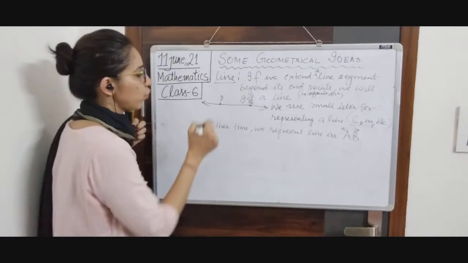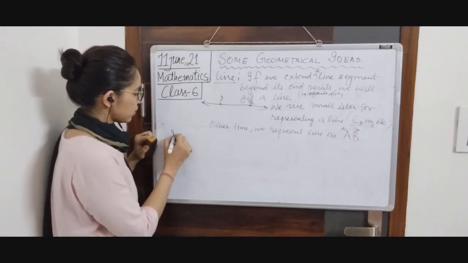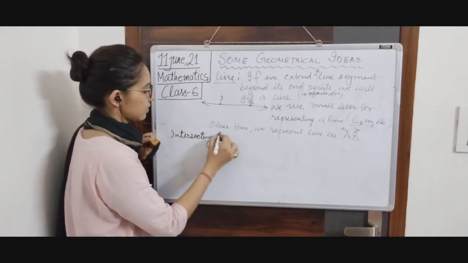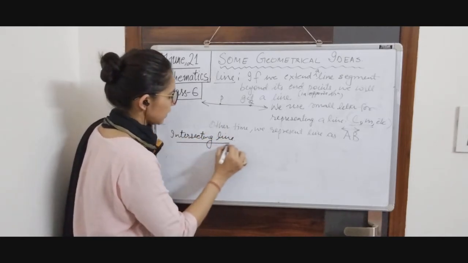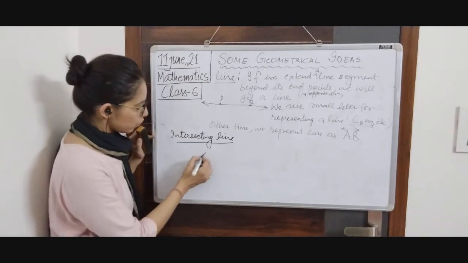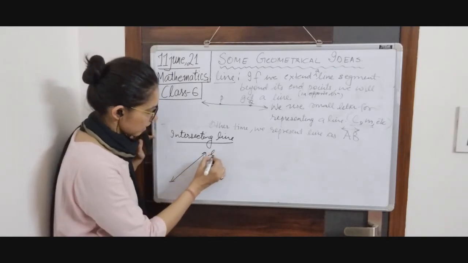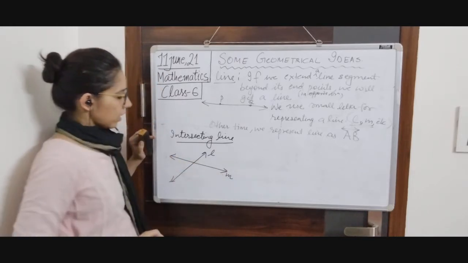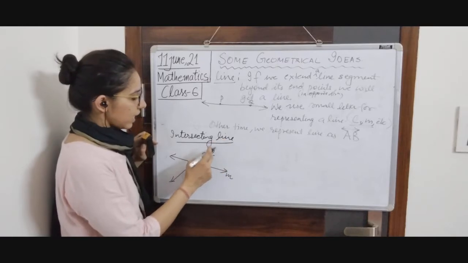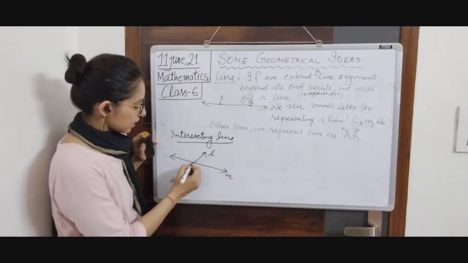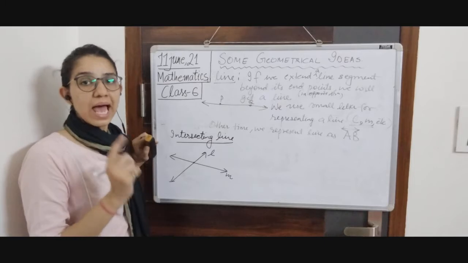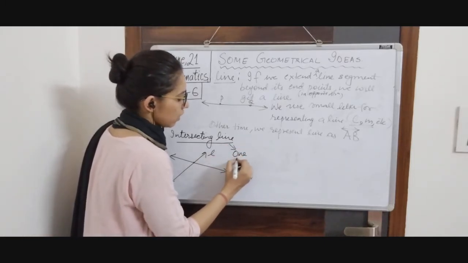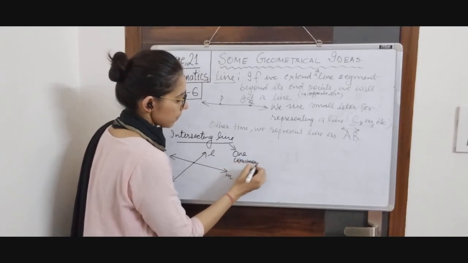Now we have two types of lines. First one is intersecting lines. Intersecting lines means two lines. Suppose this is line L and this is line M. The intersecting lines are cutting each other at some point, or you can say they have one common point. Intersecting lines are those lines which have one common point.